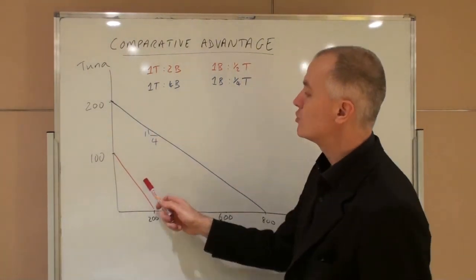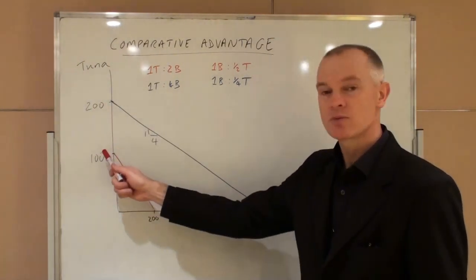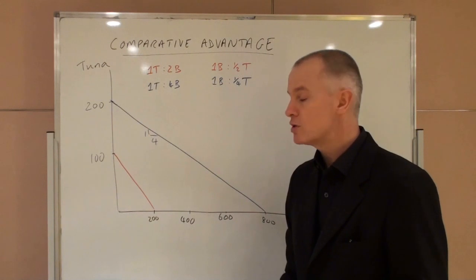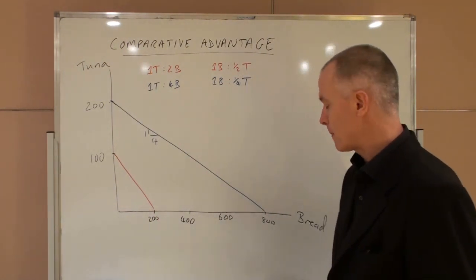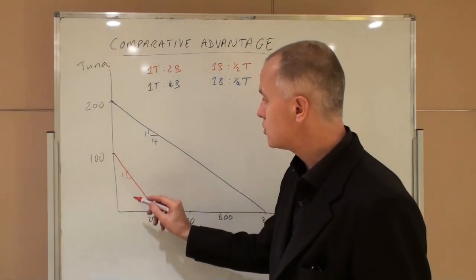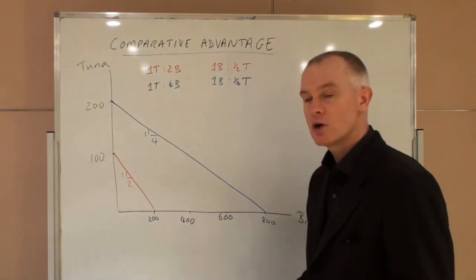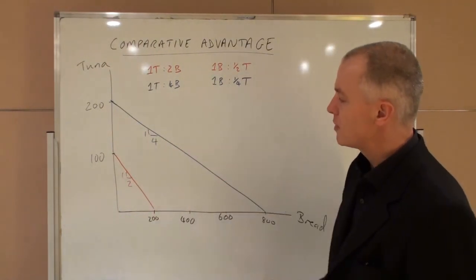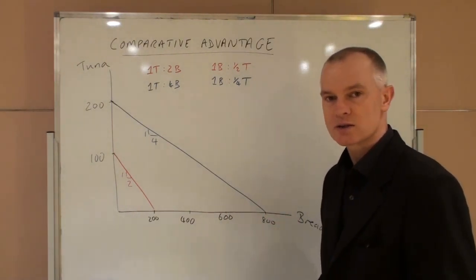Likewise, the red country can produce both tuna and bread, although its maximum amount of tuna production is only 100 and its maximum amount of bread production is only 200. The opportunity cost of a unit of tuna in the red country is 2 units of bread. Notice that the gradients of the PPFs are the opportunity costs of the good on the horizontal axis.